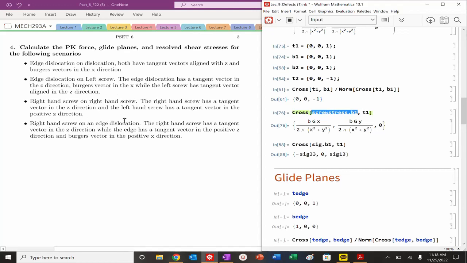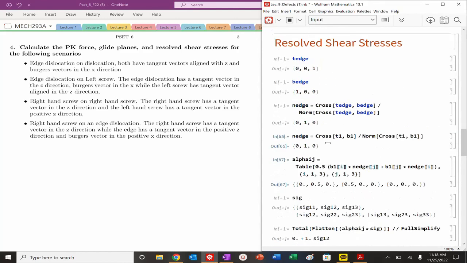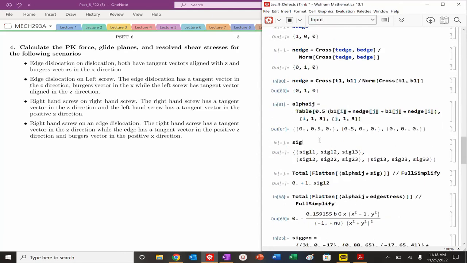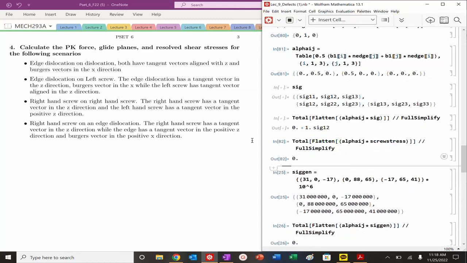And then a right hand screw on an edge dislocation. Right hand screw is a positive tangent vector in the Z direction, and the edge is a tangent vector in the positive Z direction, and the Burgers vector in the positive X direction. So we need this, we have this, right hand screw, we're good there. We still have our screw stress, and then voila, nothing there. We do have a normal direction, T1, B1 here, so we can do that, and then this is edge stress, again this has to be screw stress, and 0.